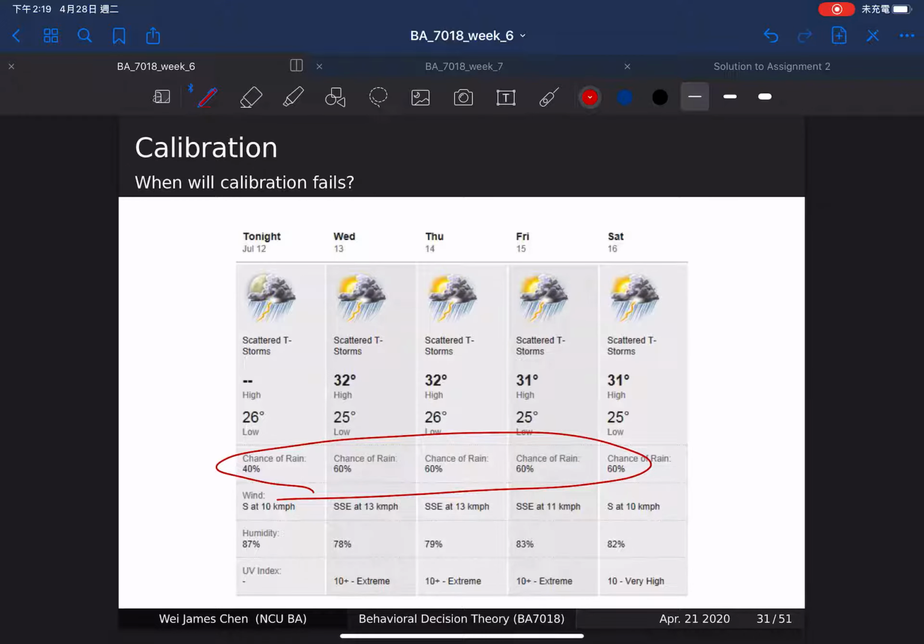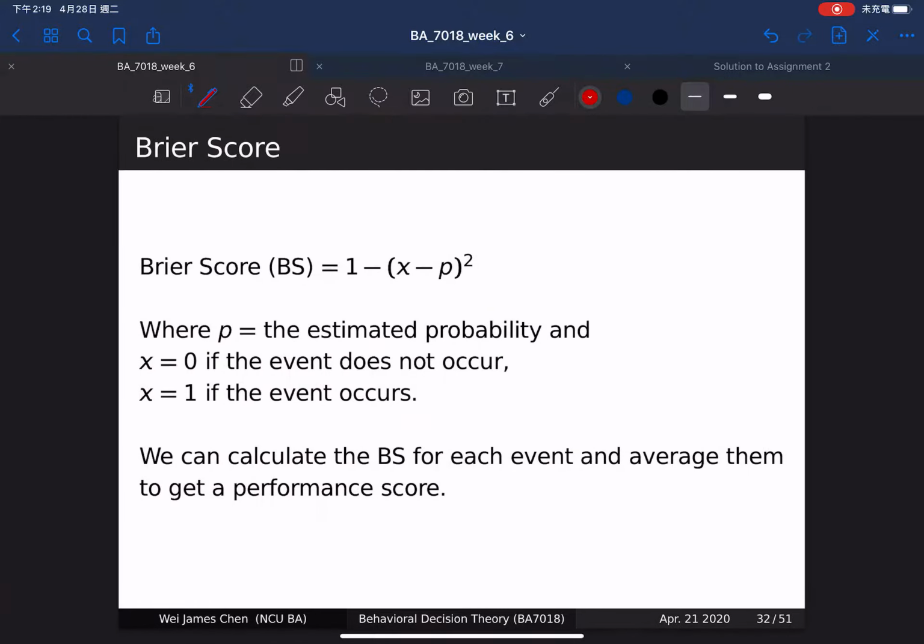Is that clear? Okay, so how do we account for that and make an adjustment? We usually use something called the Brier Score, but the idea is actually quite simple. Okay, the idea is this.